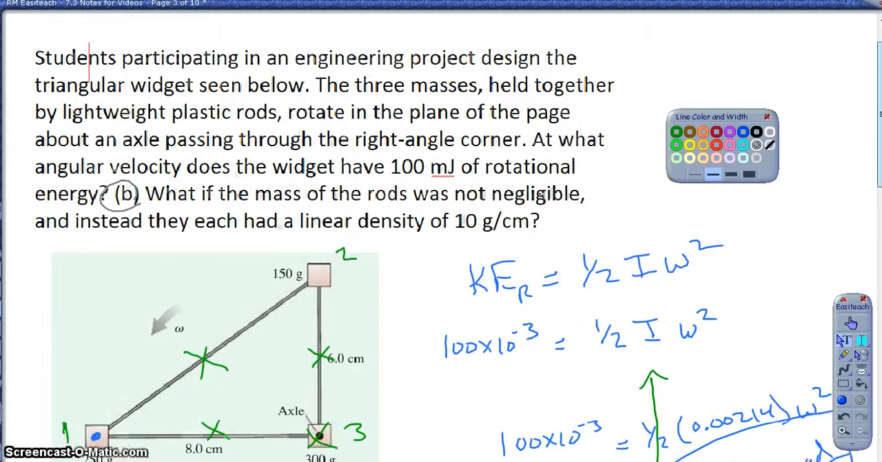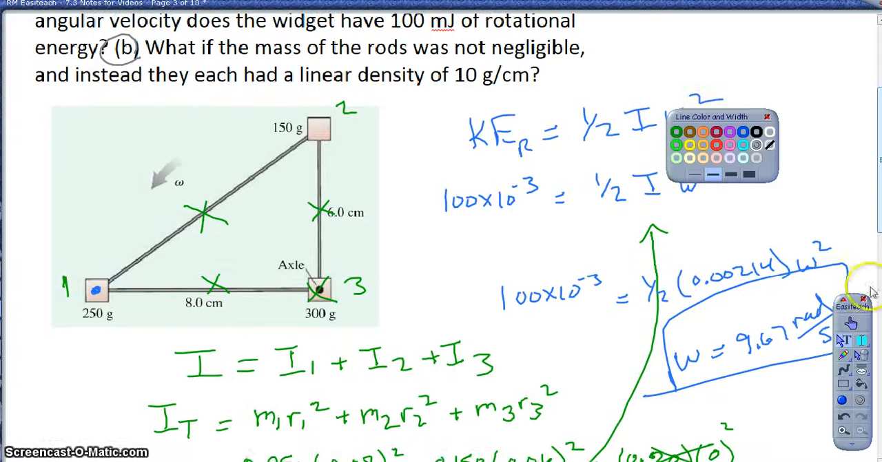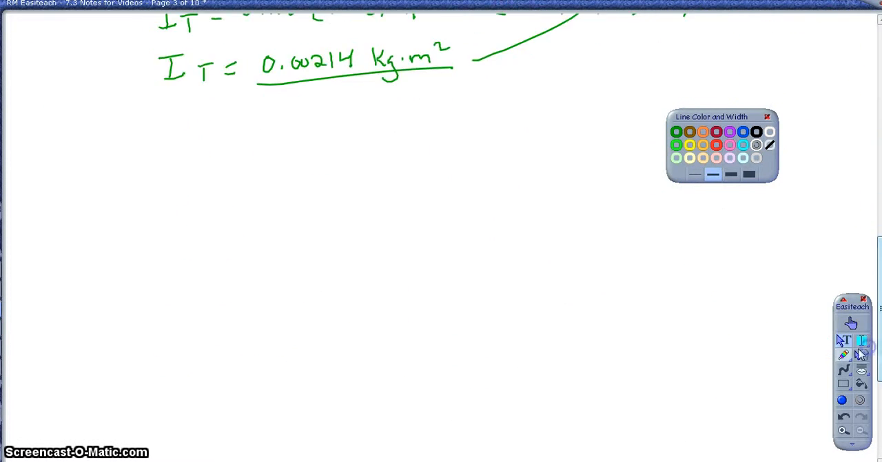Now the biggest problem here in terms of working this would be this hypotenuse rod. So I'm actually going to go ahead and modify part B a little bit here and say, let's just assume that this rod and this rod do have a mass and this one doesn't. So here's what this example would look like.